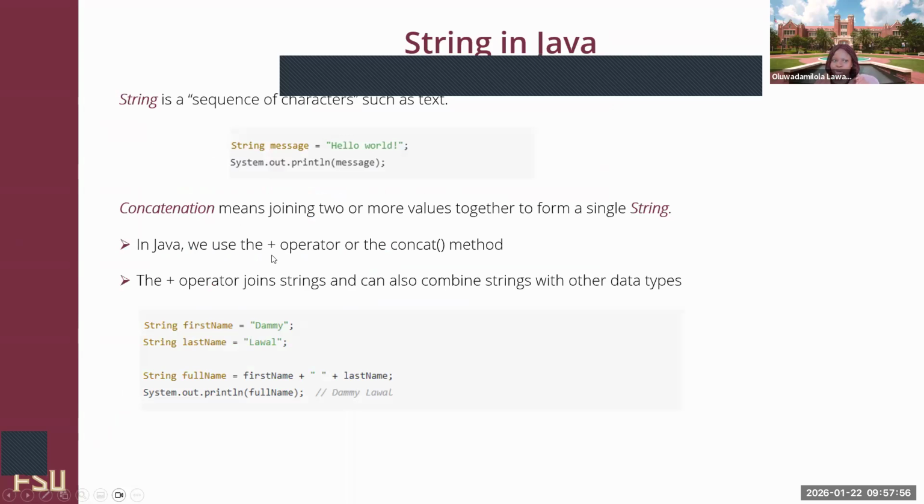So what is a string? We've been saying string message, string message. A string is a sequence of characters, such as text. So hello is a string because it's text, made of characters. Unlike when you say 1 or 1.2, those are numbers.